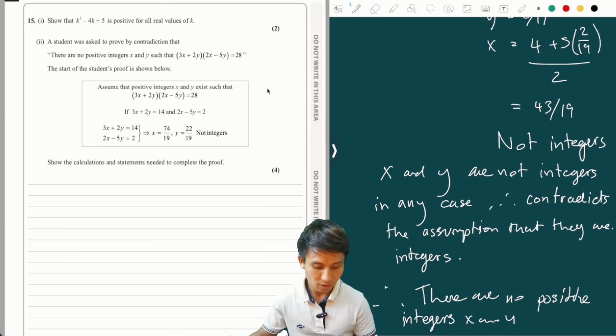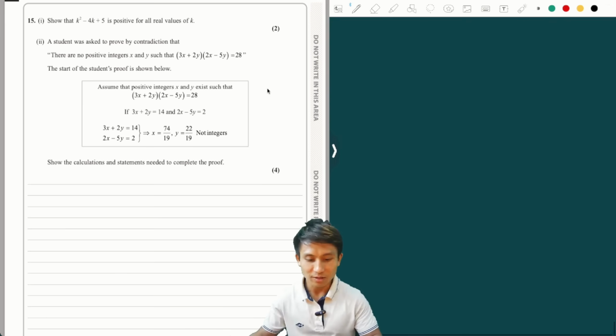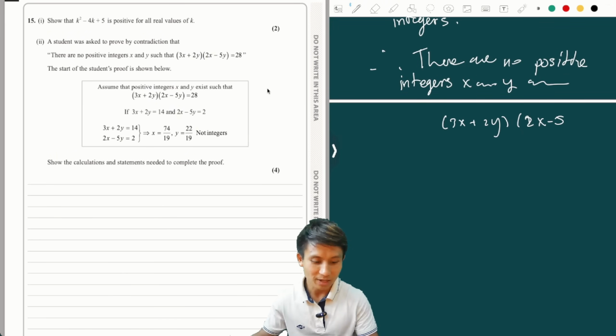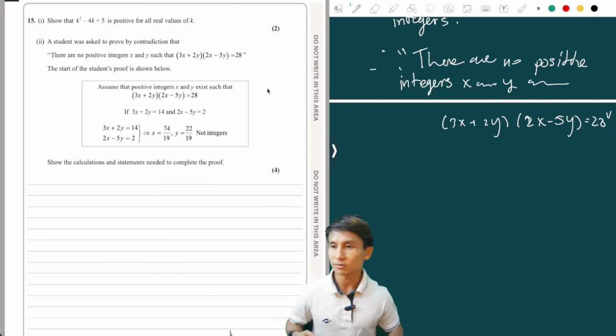x and y such that... I'm just going to write the whole thing, so you know what I'm doing here. I mean, I'll probably mark this okay later on. Yep. Okay, here we go.